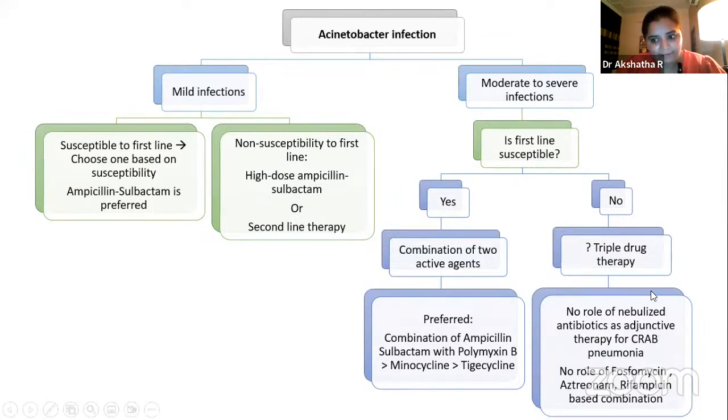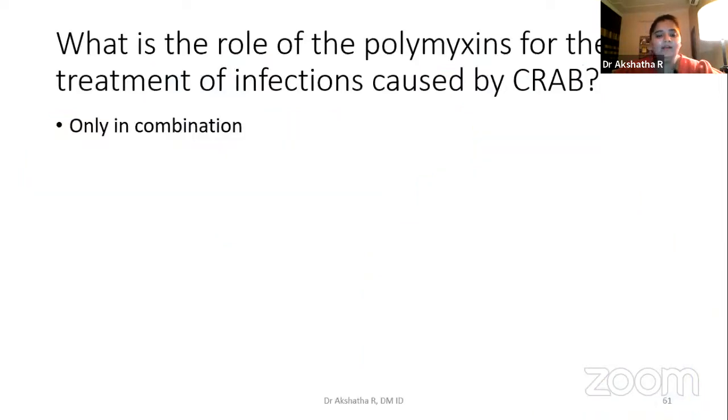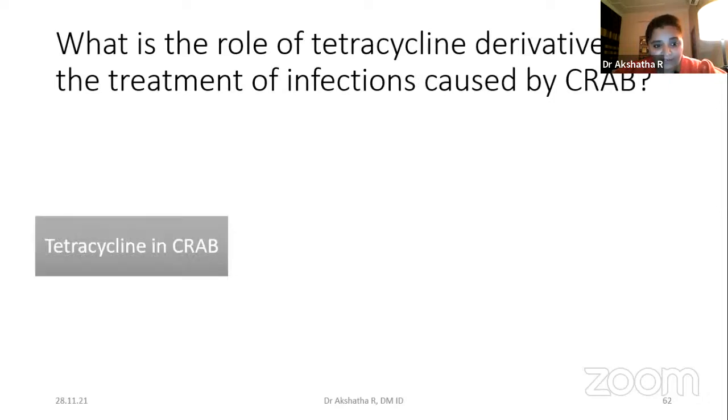Is there a role of triple drug therapy? The studies have shown in vitro evidence that triple therapy, that is polymyxin B, meropenem plus minocycline, is effective, but this is a question to be answered. And is there a role of polymyxin B monotherapy? Because the guidance is mostly for moderate to severe infection, they are not recommending polymyxin B as monotherapy, but only in combination.